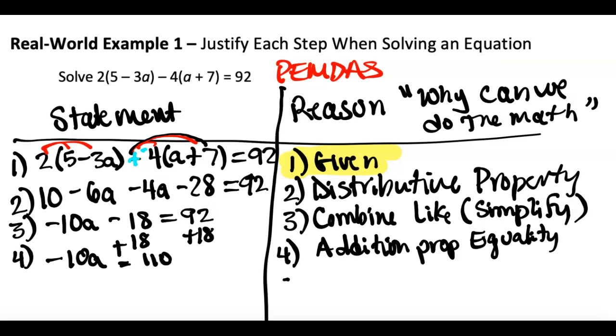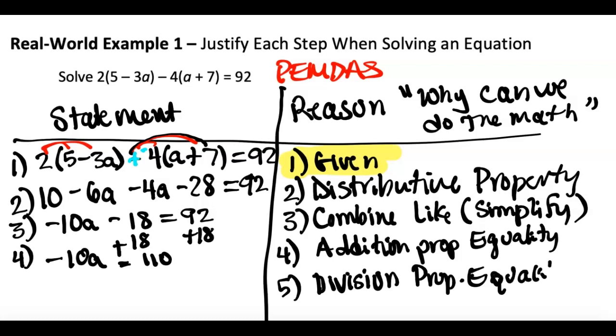Alright, the next step, we look at what I have to do next in my equation, and it looks like I need to divide by negative 10. So this will be the division property of equality. And I would get a is equal to negative 11. Alright, once we get down to that part, we are actually done, and we'll move on to the next one.